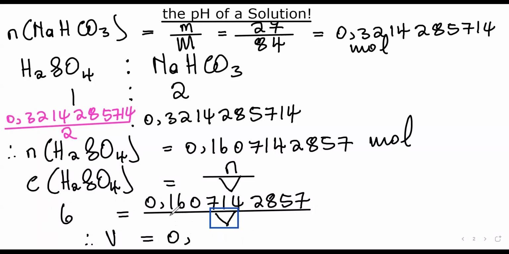And you find that the volume will be 0.027. But since you are dealing with 2 decimal places, then it means the volume is going to be 0.03 cubic decimeters, 30 cubic centimeters. That is the volume of the acid.